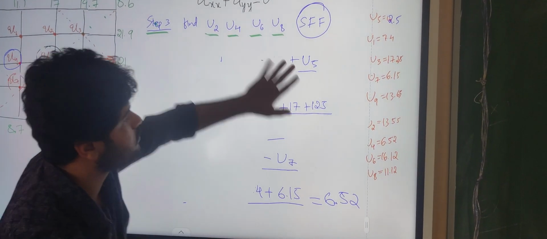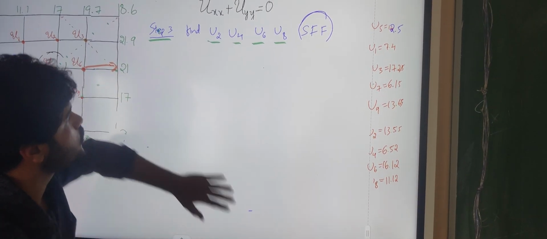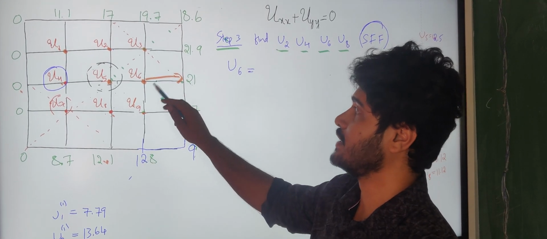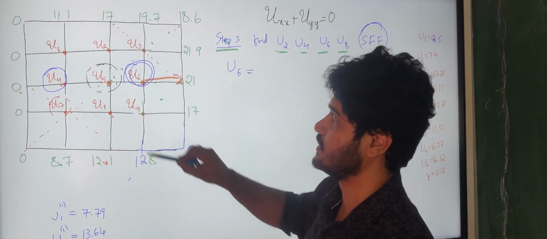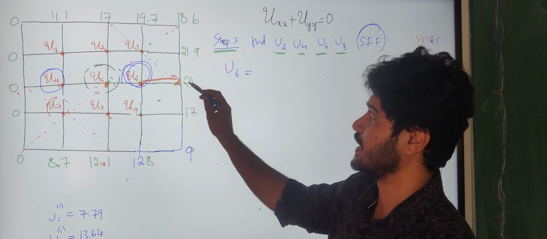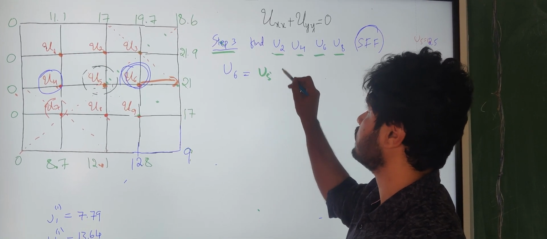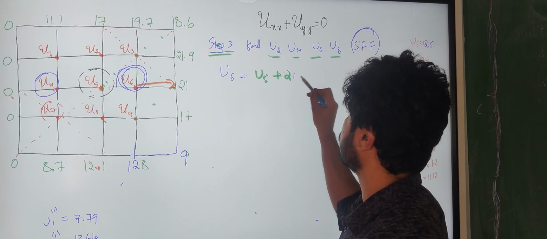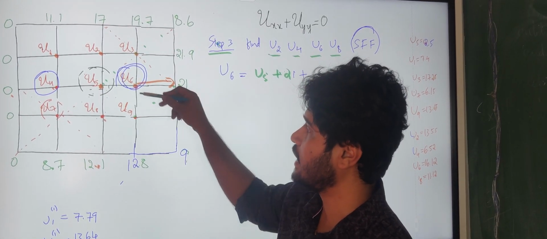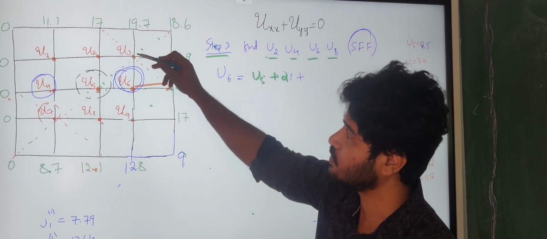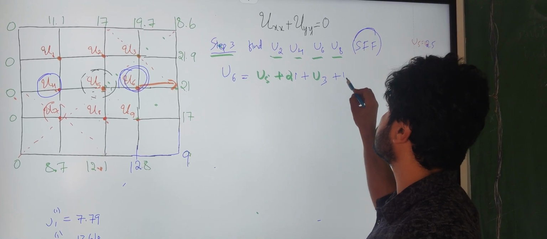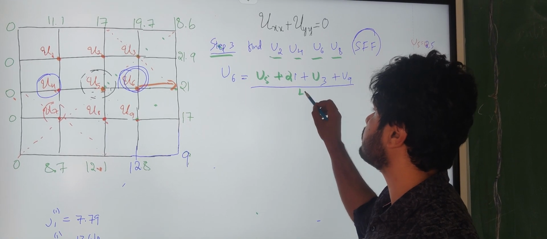Similarly, after this, I have to find the values of what? u6. After finding u4, I have to identify u6 and u8. So identify where is u6. So here we have u6 in the diagram. So towards left side of u6 we have u5 and towards right side we have 21. So u5 plus 21 plus topmost value is u3 and bottom value is u9. So top value it is u3 and here we have u9. u3 plus u9 whole thing divided by 4.